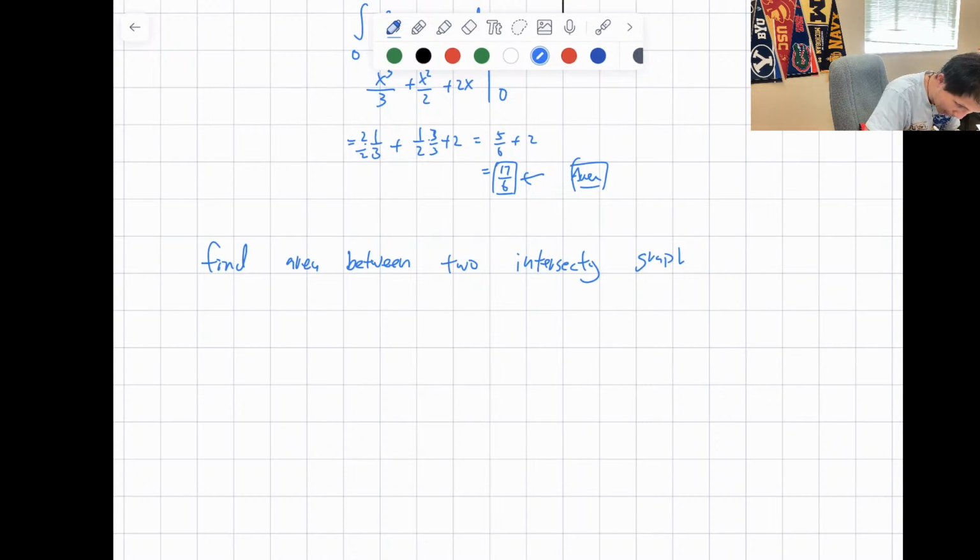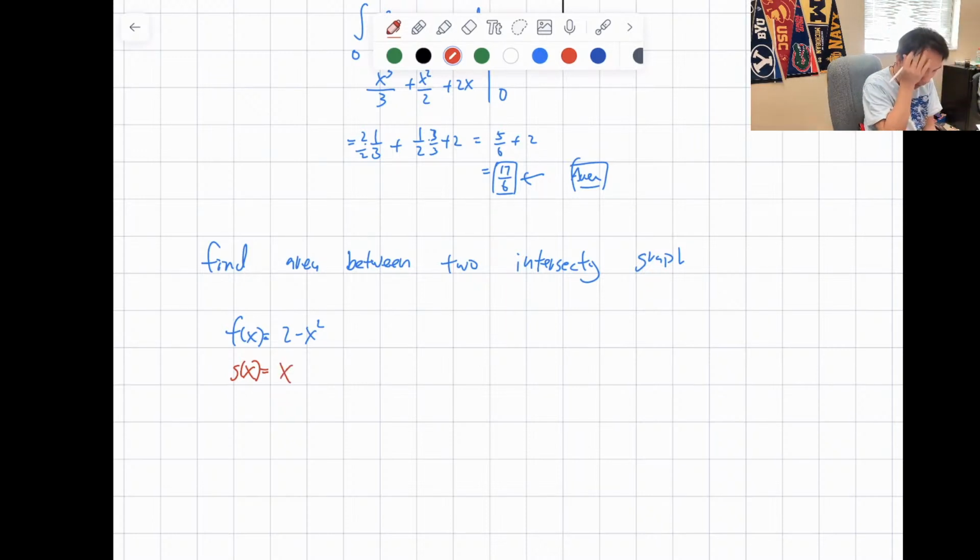Now what happened is I'm going to say f of x is equal to 2 minus x squared, and g of x is equal to x. Okay, so I got two graphs. In this problem, I will always find the intersection first. Besides graphing, I will find the intersection manually. That means I'm going to be able to solve on my own.